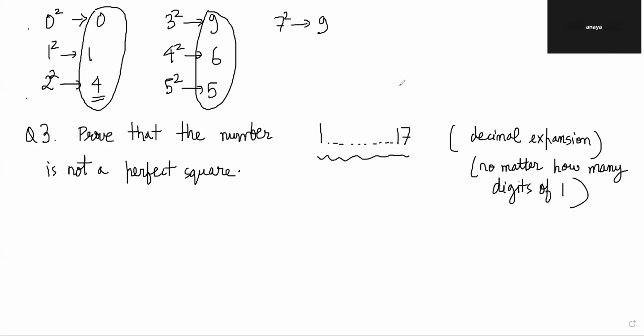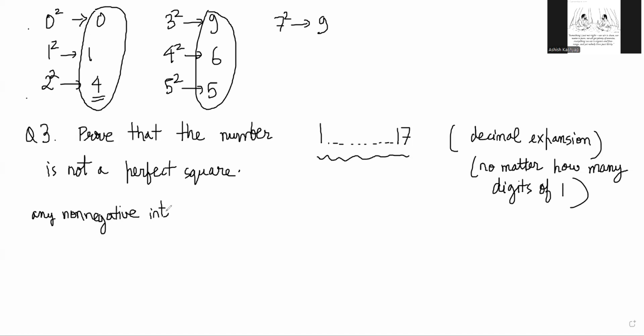So basically, we can state this in the way that any non-negative integer ending in 2, 3, 7, or 8 is not going to be a perfect square.